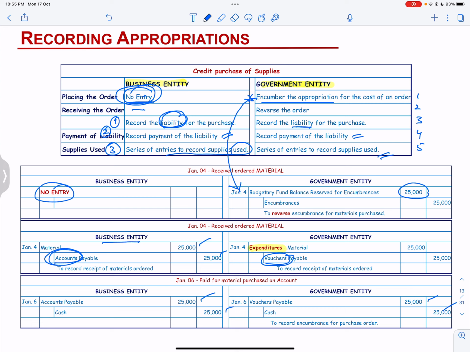Next, let us do some journal entries for budgetary accounting.